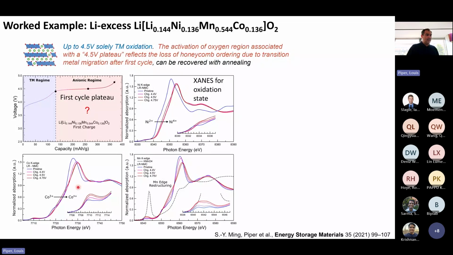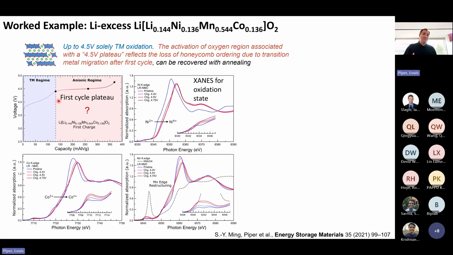Manganese is a little bit more complicated. There's a bit of restructuring, not necessarily associated with the redox. But the rule of thumb is, I'm now going to this regime where I said there would be oxygen redox. I'm no longer seeing metal oxidation shifts. This is what you see on the first charge.